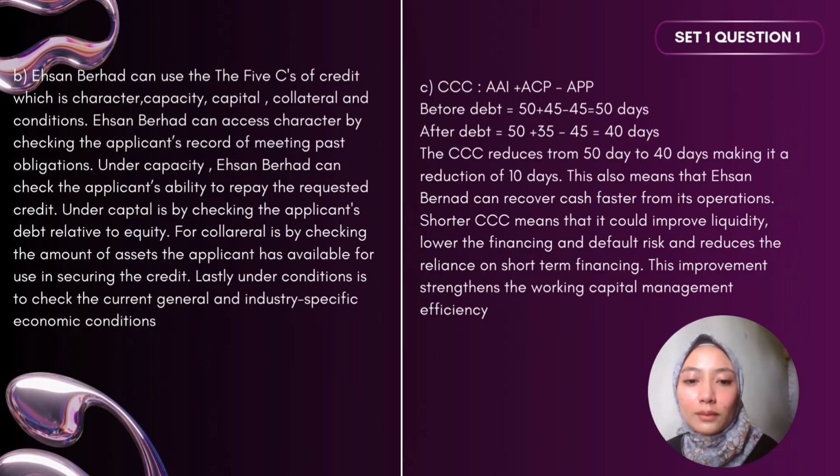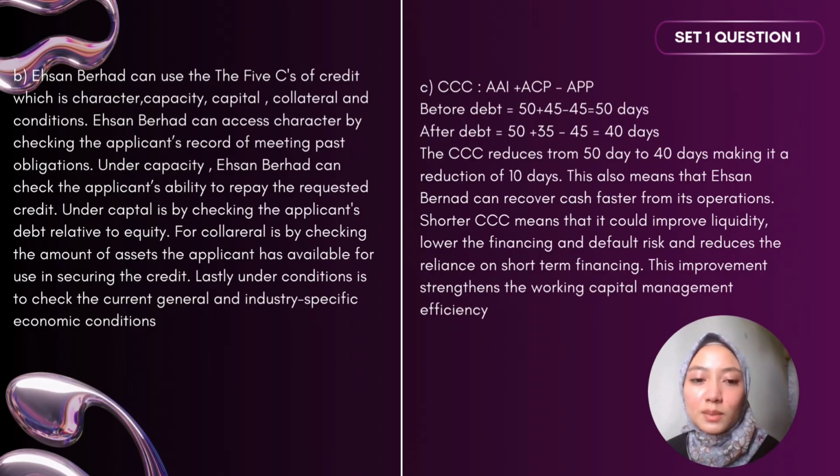So before that, for average AAI is 50 plus 45 minus 45 days, and we will get 50 days. After that is 50 plus 35 minus 45 days, and we will get 40 days. The CCC reduces from 50 days to 40 days, making it a reduction of 10 days. This also means that Ehsan Berhad can recover cash faster from its operation.